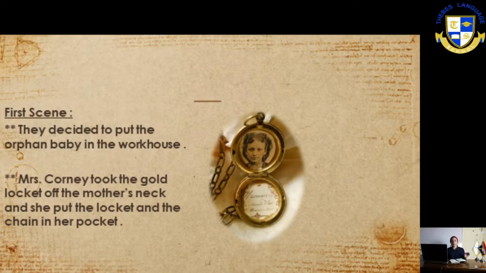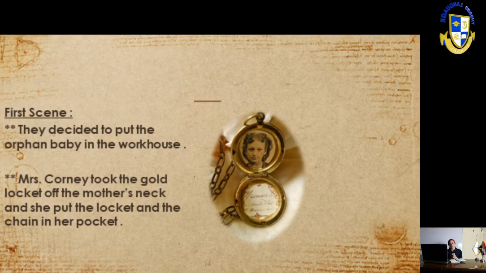So Mrs. Corney took the gold locket off the mother's neck, and she put the locket and the chain in her pocket. What is inside the locket, we are going to know later, but let me tell you about the meaning of locket. A locket is a gold box that you can put a picture of someone that you like, or something related to them, a small note or something like this.